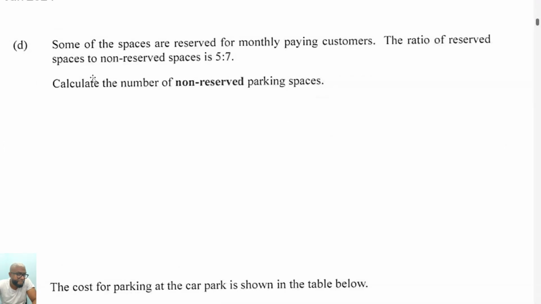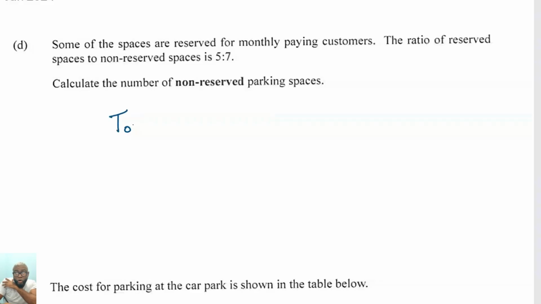All right, good. So some of these spaces are reserved for monthly paying customers. The ratio of reserved spaces to non-reserved spaces would be 5 to 7. 5 would represent reserved spaces. 7 would represent non-reserved spaces. Now, you could do ratios two ways, right? You can do it in parts or you can do it as a fraction. I use parts. So 5 parts represents reserved spaces. 7 parts represents non-reserved spaces.